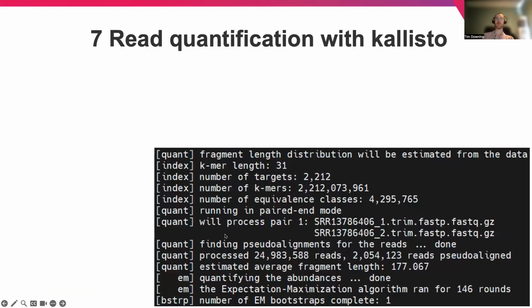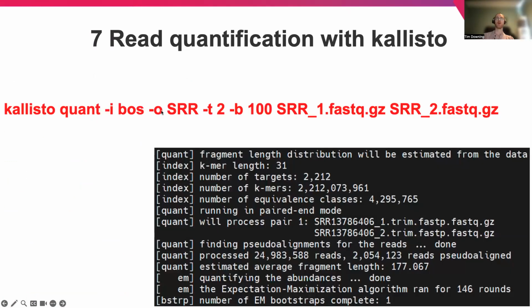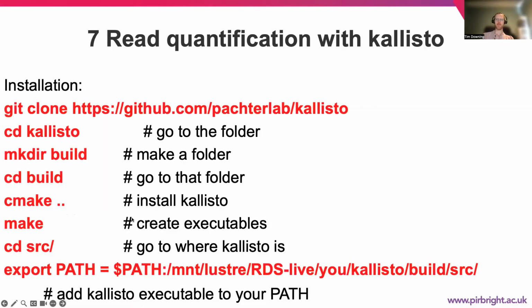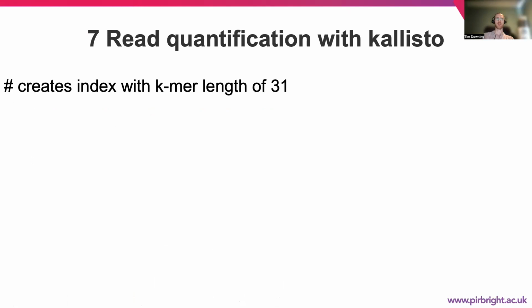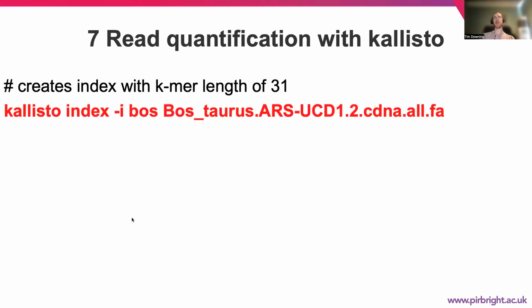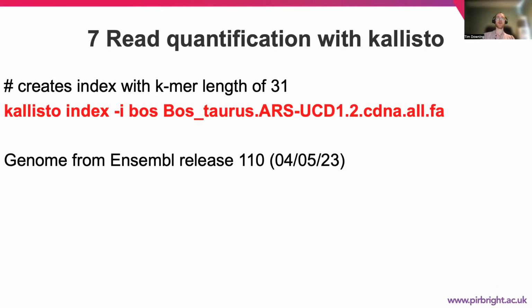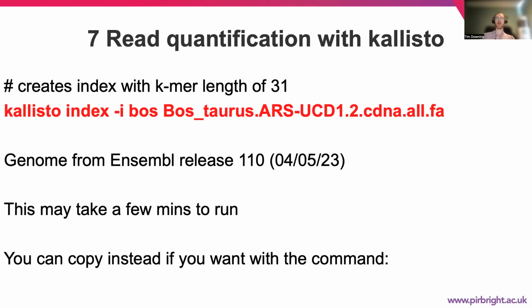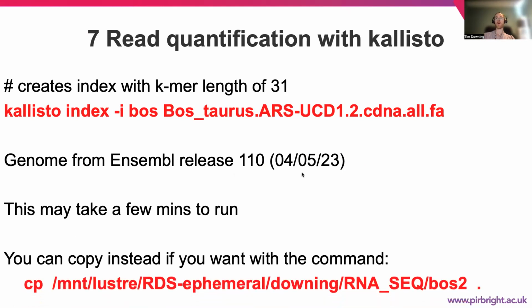By doing that, what we'll be able to do is index and quantify. We'll be able to index our reference cDNAs using k-mer size 31. And what we'll see at the end, after all this, is that we are using the Ensembl release 110 from the 4th of May 23. This will take a few minutes to run, so bear that in mind. Or you can copy it over to your current working directory. So I suggest the latter.